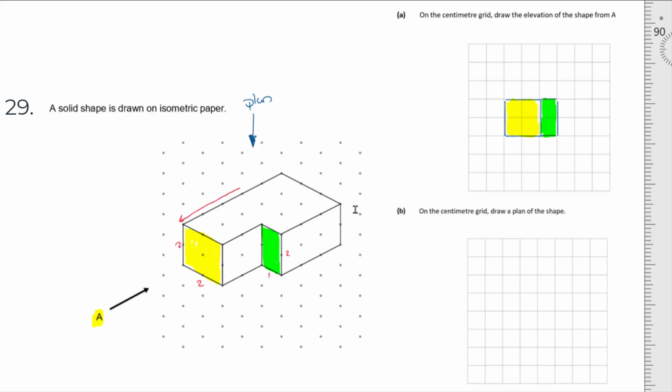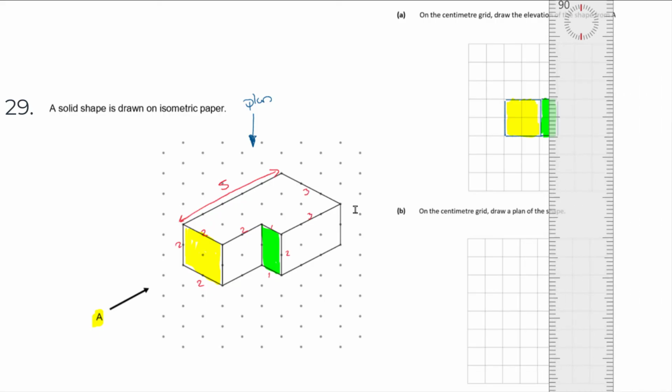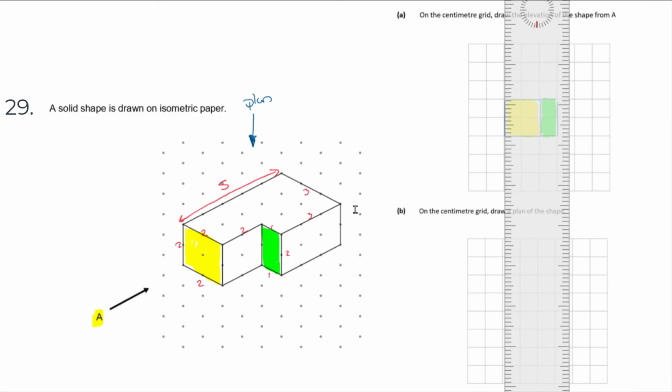Now, if you look at the distance from there to there, how far is that? That's 1, 2, 3, 4, 5 squares. That's 2. That's 2. That's 1. That's 3, and that's 3. So that's what I need to draw. So I'm going to draw the 5 first.